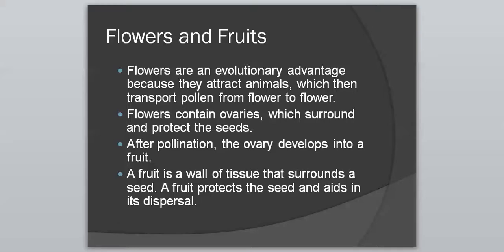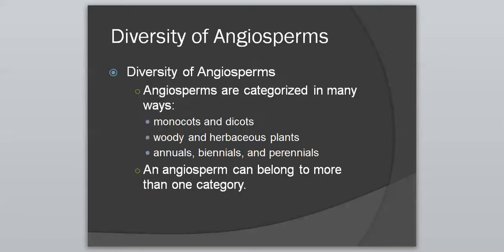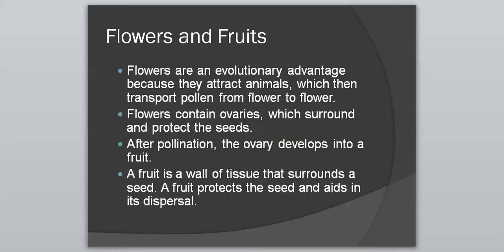So what we're eating when we're eating a fruit is a giant plant ovary. So keep that in mind the next time you're biting into an apple or a strawberry or something like that. Just know you're eating a plant ovary. And a fruit is a wall of tissue that surrounds a seed, and it protects the seed and aids in its dispersal. One obvious thing, it protects the seed because it surrounds it, but it aids in its dispersal because whatever eats the fruit is most likely going to eat the seed, and it'll take it and pass it along to a different location. So those are the characteristics of the flowers and the fruits.